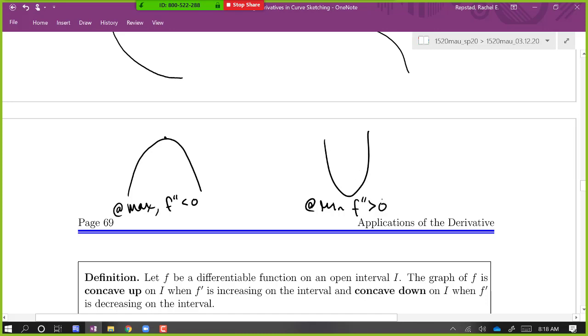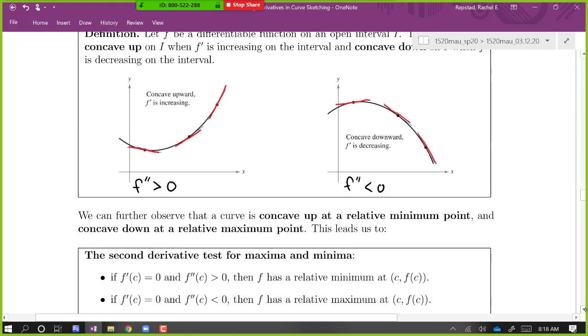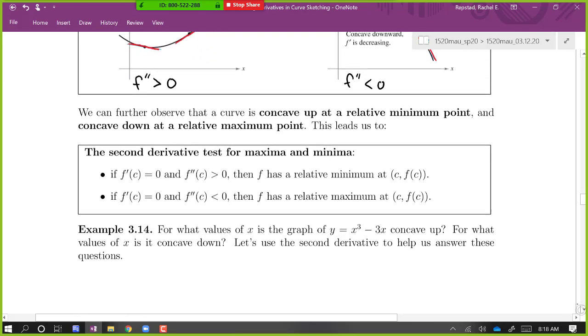So an alternative way to figure out if a critical value is a maximum or a minimum is to just plug the critical value into the second derivative and see if you get a positive or a negative. If it's concave up at a critical value, it's got to be a minimum. If it's concave down at a critical value, it's got to be a maximum. We call that the second derivative test for maxima and minima.